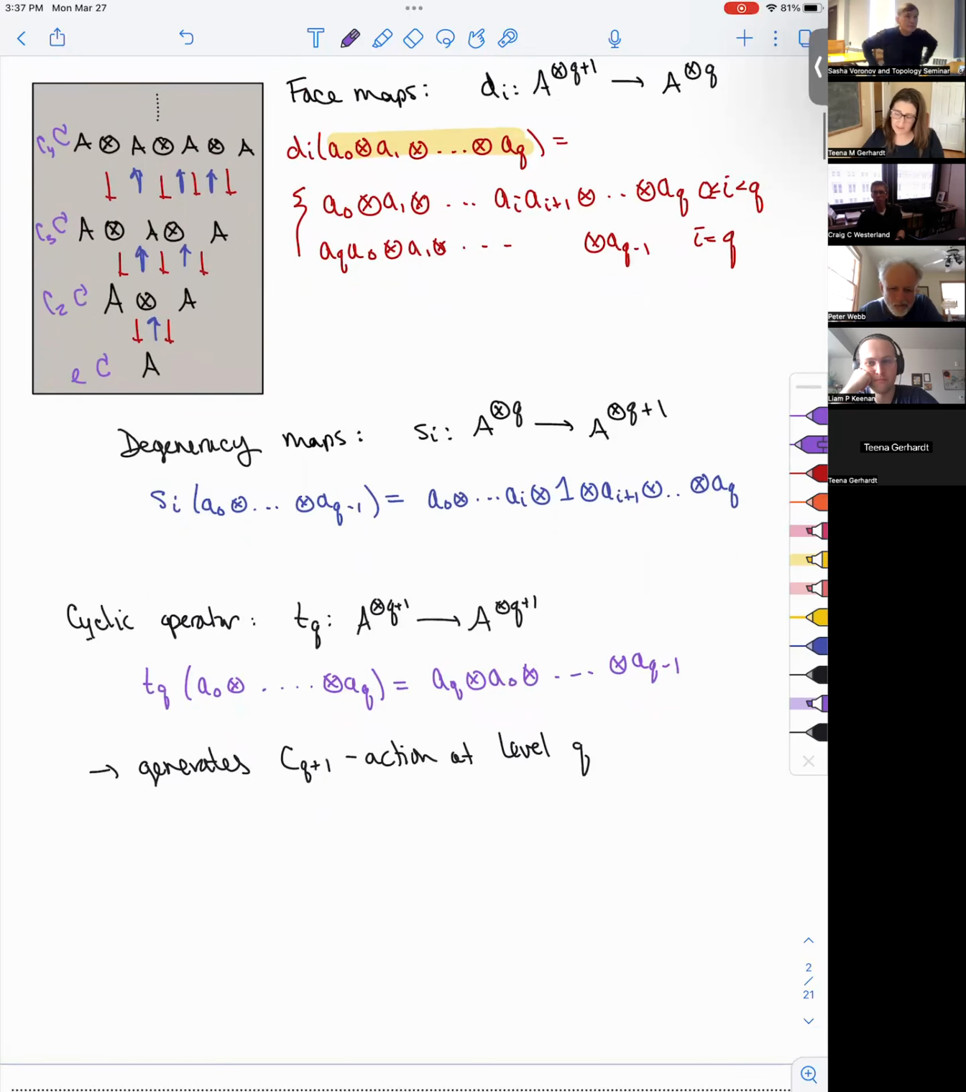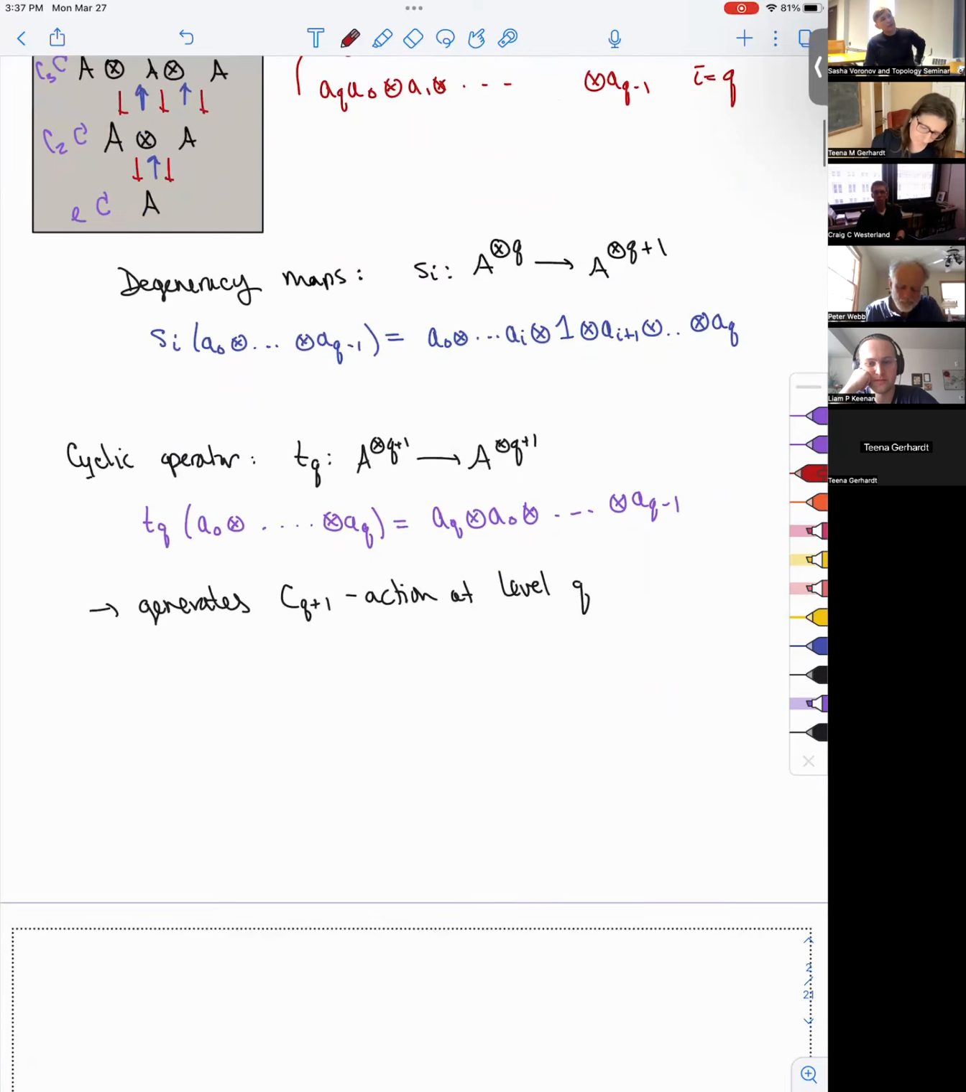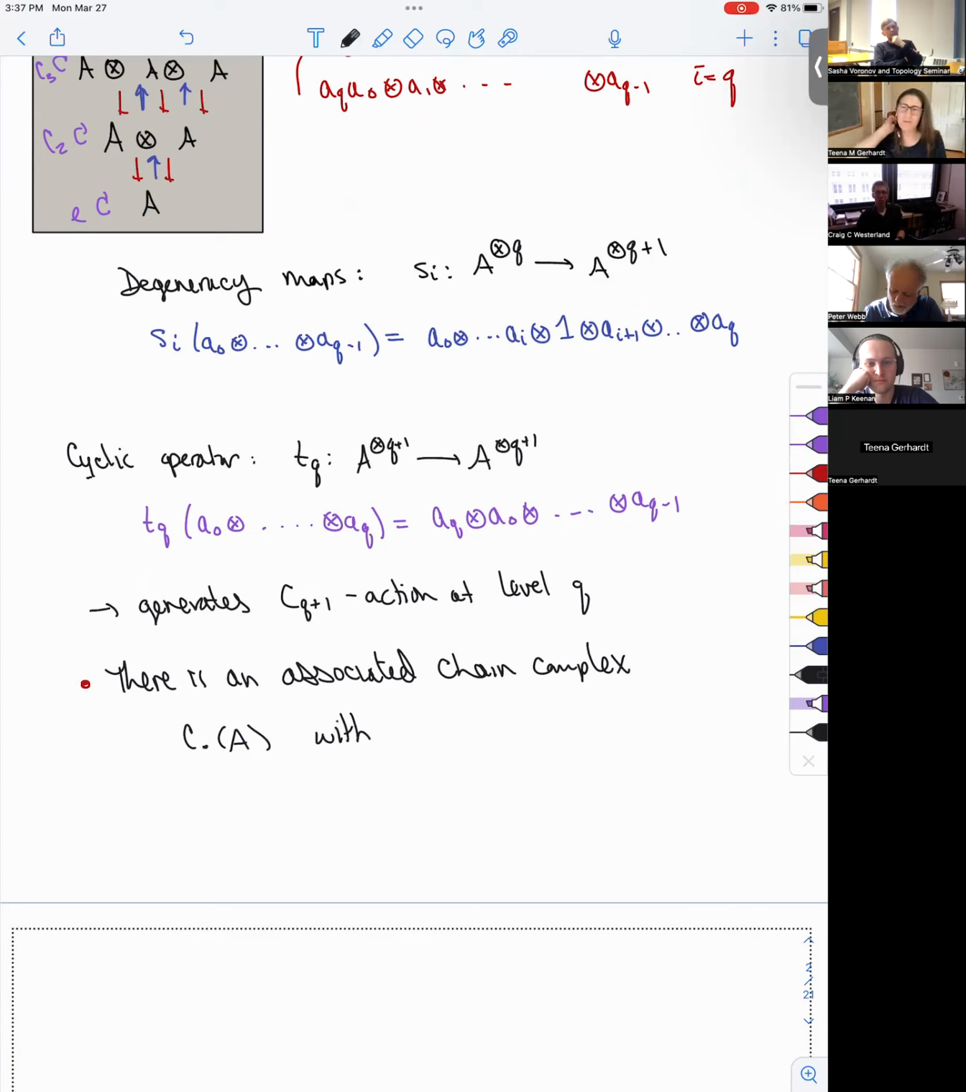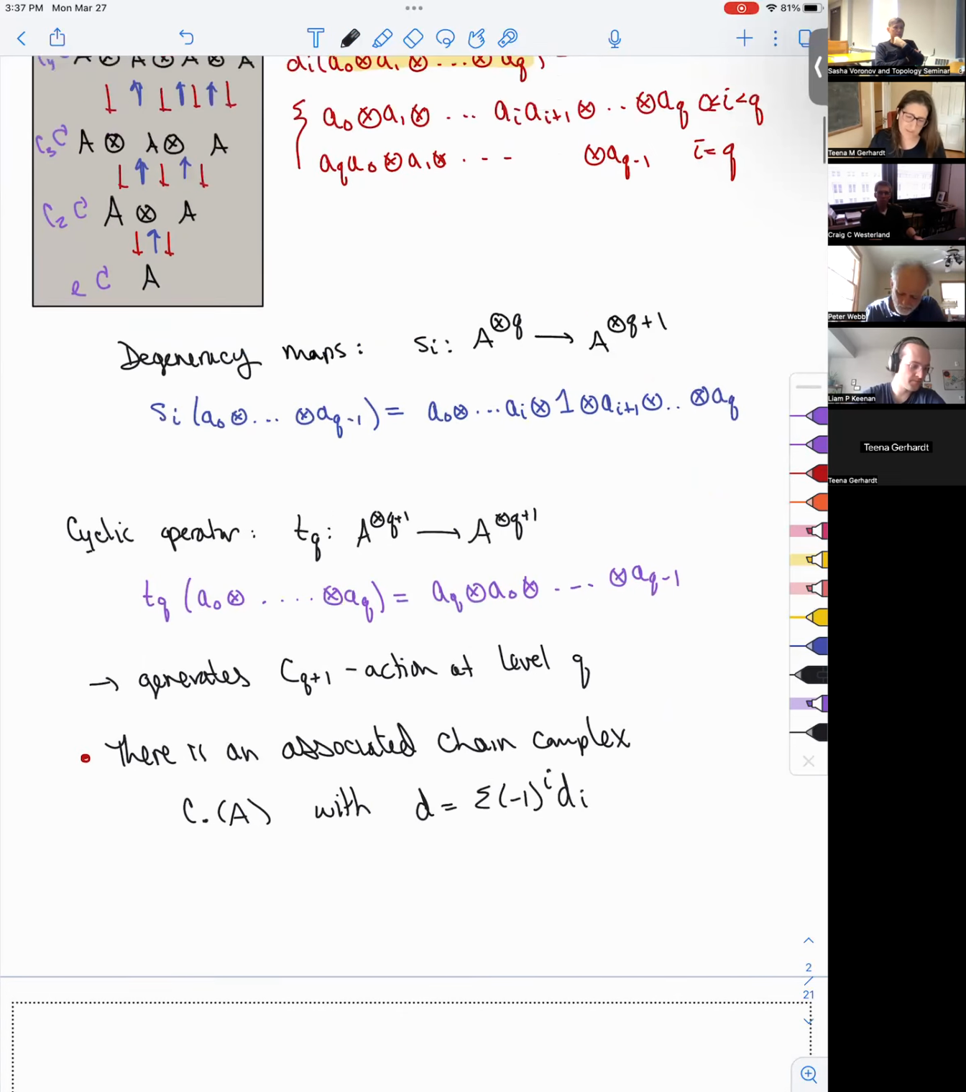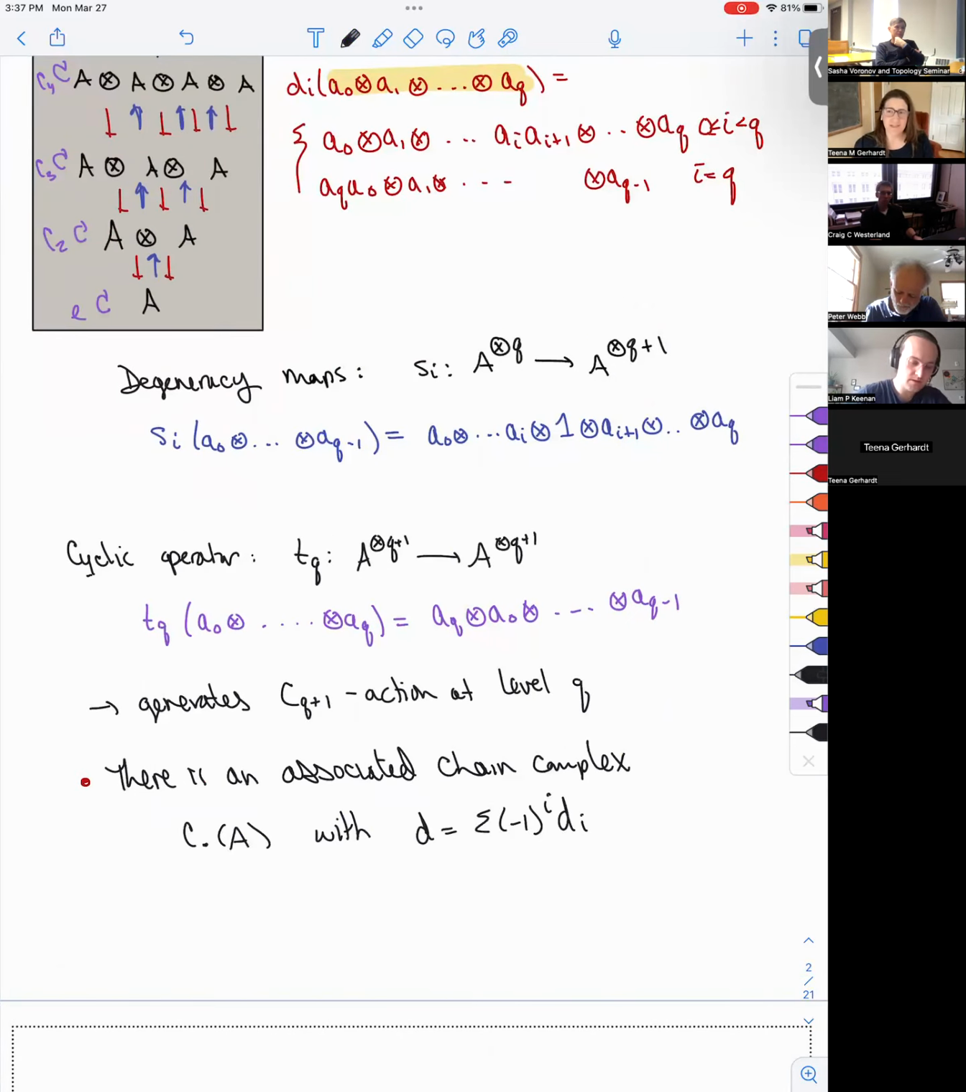Okay, so this is my cyclic bar construction. And from this, I claim that we can get a chain complex. So there is an associated chain complex, which I'll write as C dot A. And I have to tell you what is the boundary map in that chain complex. I claim that if you take the alternating sum of these face maps that we defined above, that does indeed square to 0. That's straightforward to check. And so we get a chain complex from that.